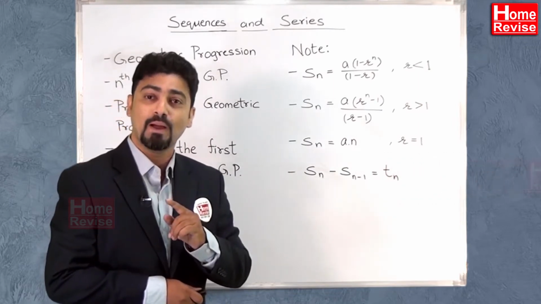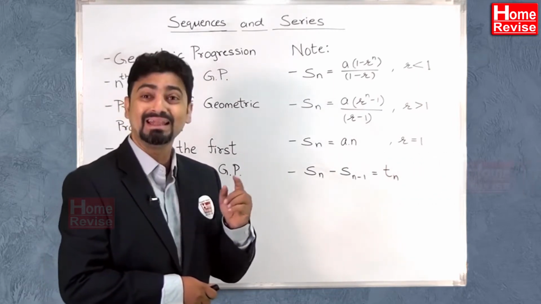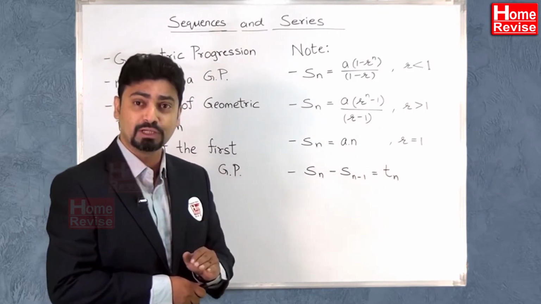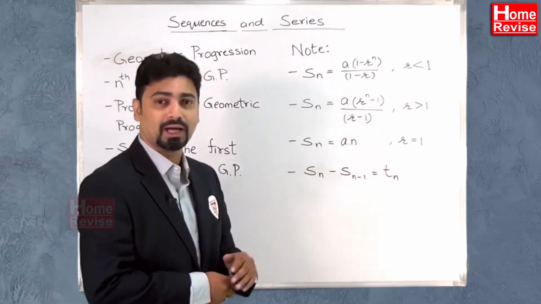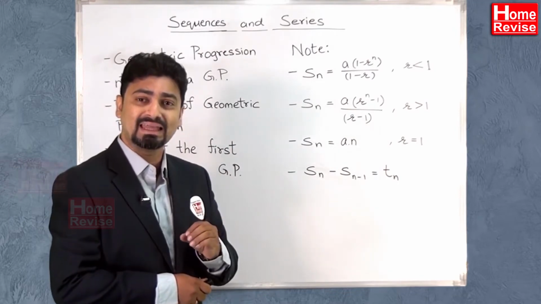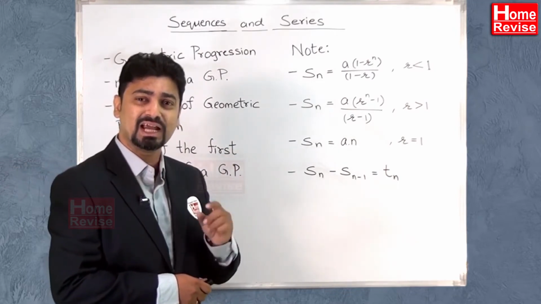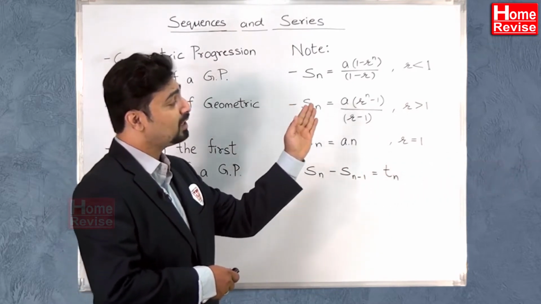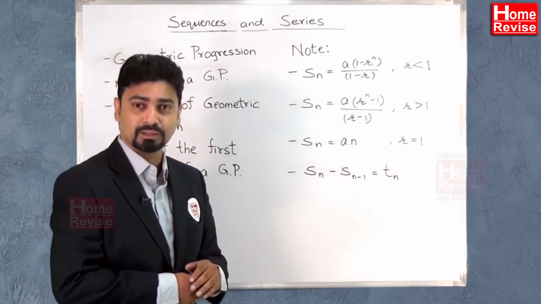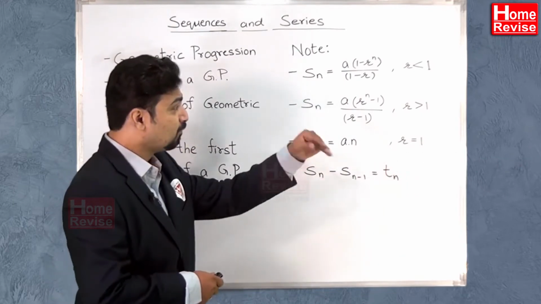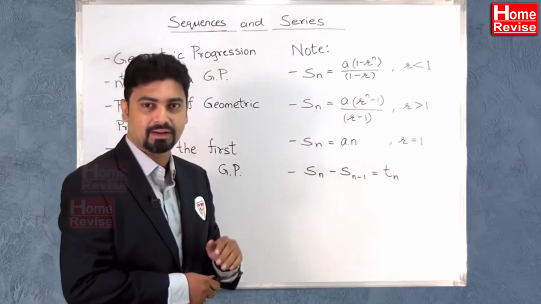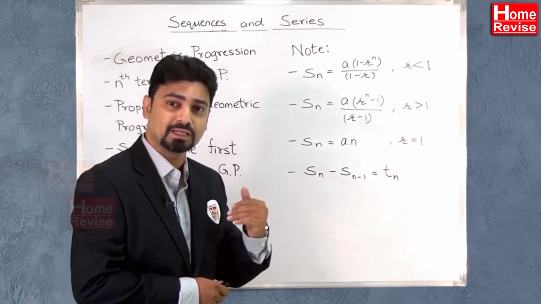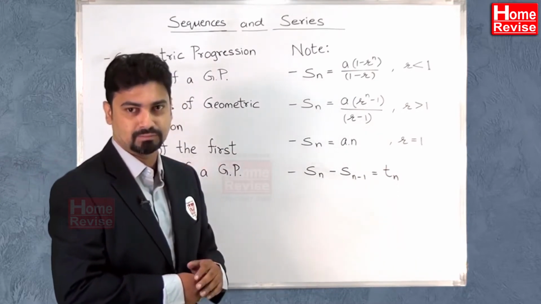So the ratio has to be positive and it has to be less than 1. For the second condition where the ratio is positive and it is greater than 1, the formula of Sn is slightly changed and modified to be equal to a into r raised to n minus 1 upon r minus 1. So if you have noted, in the first formula we had 1 minus r raised to n and 1 minus r. Now we have r raised to n minus 1 upon r minus 1.